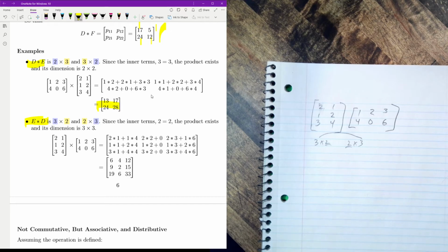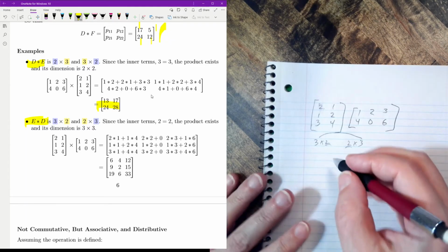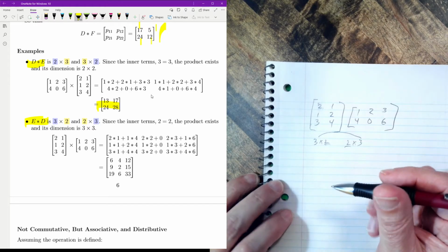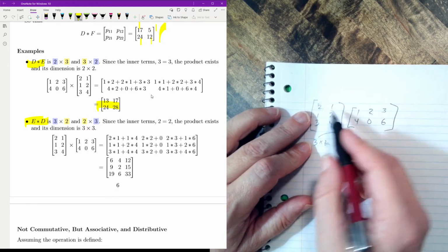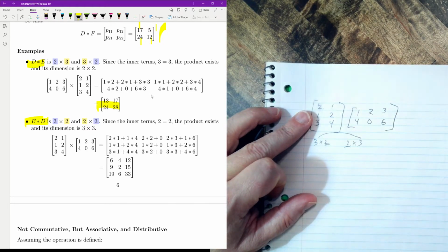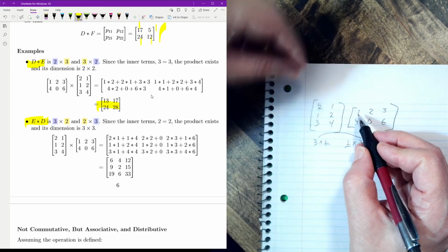So clearly D times E does not equal E times D. They're two totally different things. And it's very important to keep that in mind when you're doing operations with matrices. But let's go ahead and do this operation. I'm going to start to do it a little bit faster.